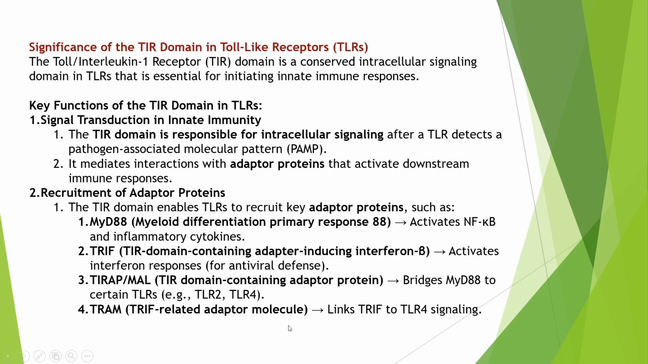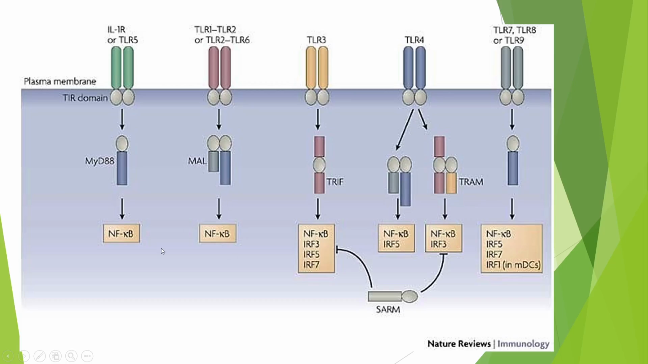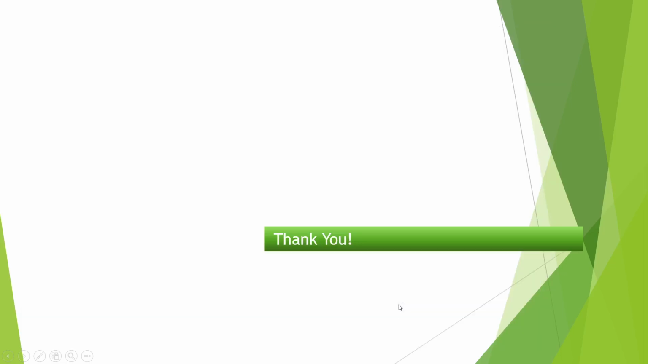So all these are connected to downstream signaling. You can see here MYD88, NF-kappa B, MAL, NF-kappa B. TRIF is involved in NF-kappa B and IRF3, IRF5 and IRF7. And then TRAM is involved in NF-kappa B, IRF, and it also is regulated here. And then we also have other signalings which are in MDC cells.